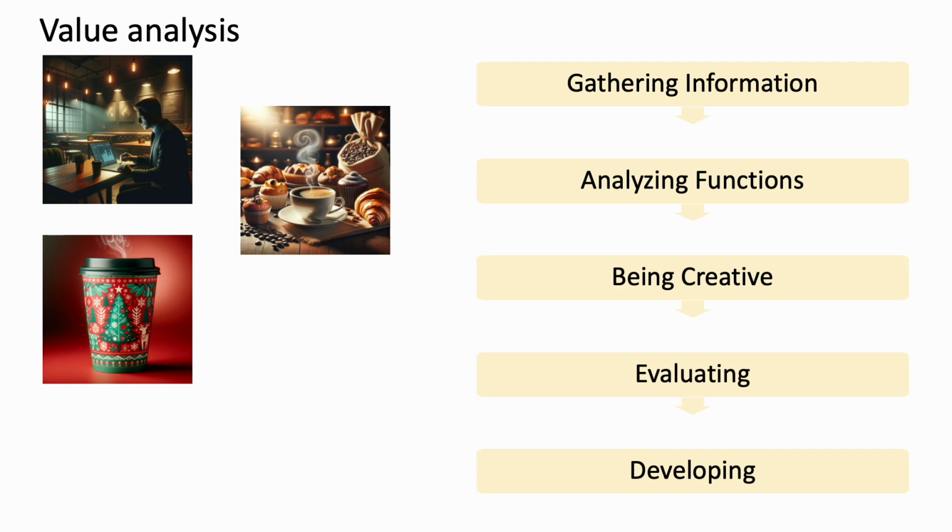5. Developing. The last part is about planning how to bring these ideas to life. This includes figuring out the costs and how much sales might go up. For the coffee shop, deciding on new drinks and a loyalty program means working out all the details to make sure it's a good move. This simple process helps improve value by focusing on what customers want and how to deliver it cost-effectively.